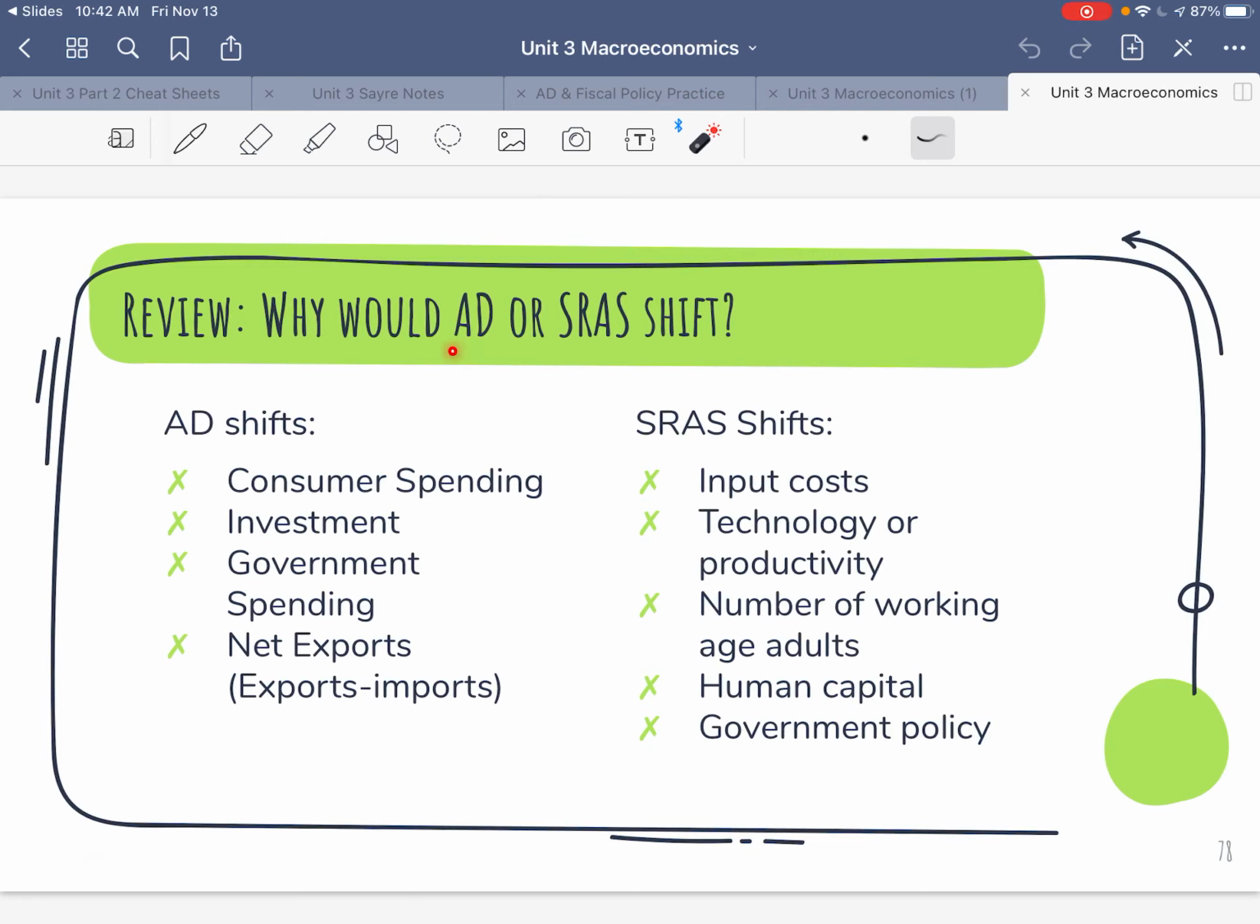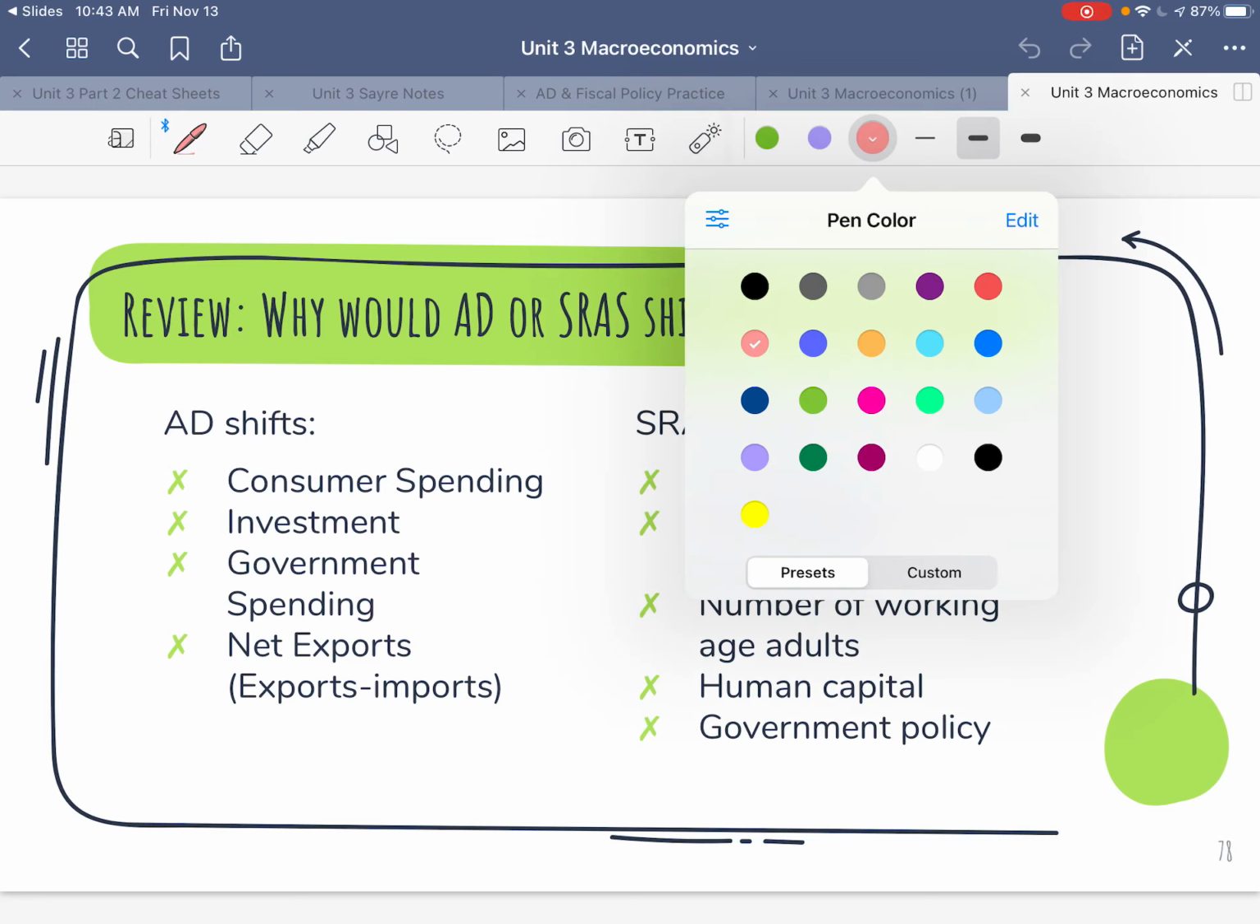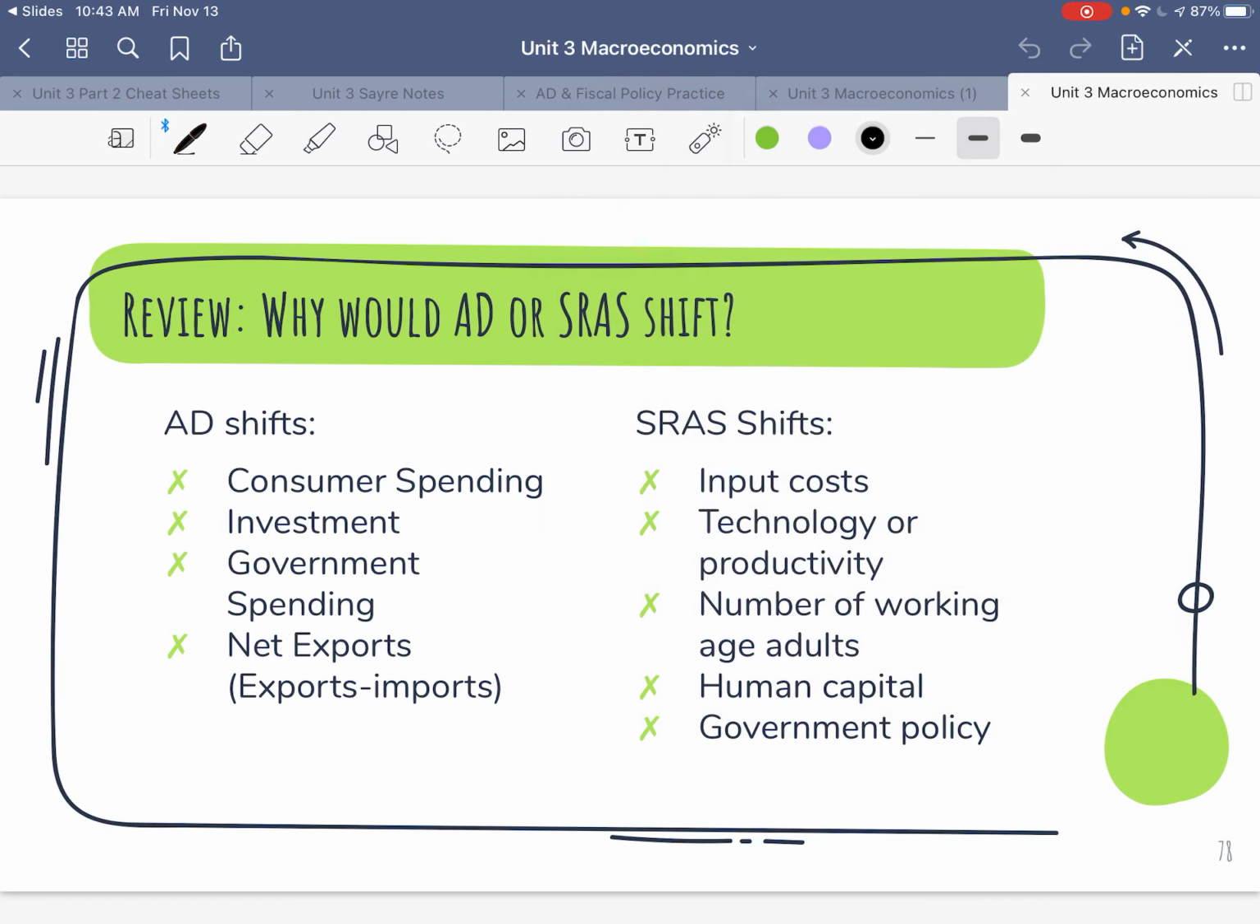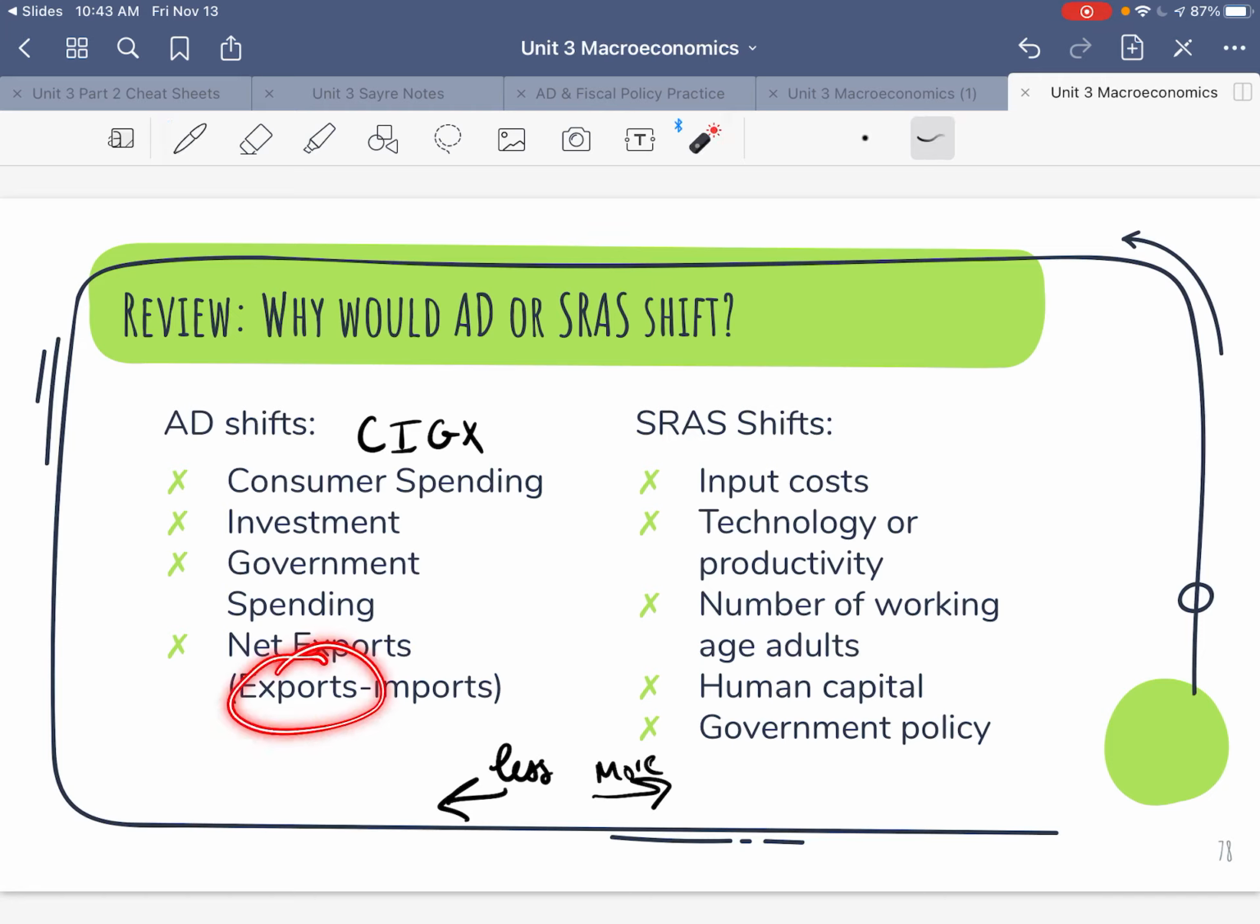Why would aggregate demand, or SRAS, short run aggregate supply, shift? So AD would shift if one of the parts of AD, which is C, I, G, or X, would shift. Let me write that there. So AD shifts if something in C, I, G, or X. And for both of these, if it shifts to the left, that means it's less. And if it shifts to the right, that means it's more. It increases, okay? And keep in mind, X is exports minus imports, okay?